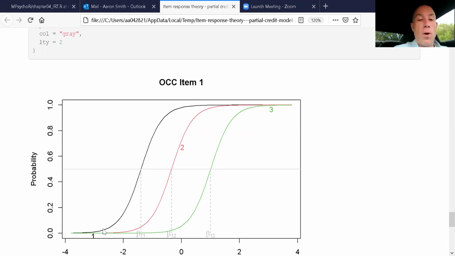And so category 1, 2, or 3. Remember, it's modeling the probability of 1 or greater, probability of 2 or greater, probability of 3 or greater. So if I want the probability of 3, I just get it here. If I want the probability of 2, I have to take the probability of 2 or greater minus the probability of 3. If I want the probability of 1, I take the probability of 1 or greater minus the probability of 2 or greater. And then over here, 1 minus the probability of 1 or greater gives me the probability of 0.